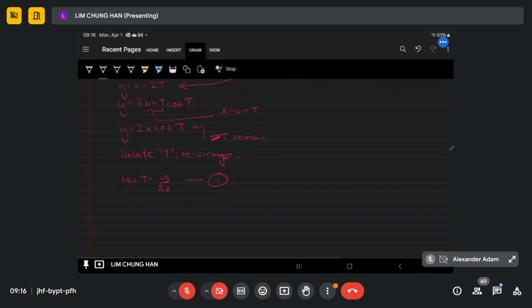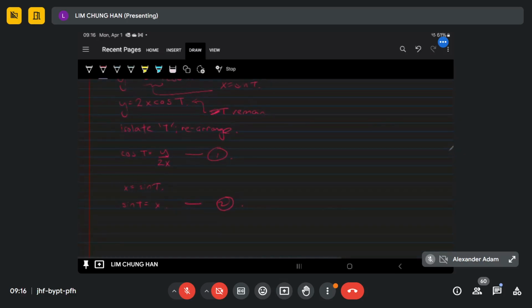Now, you also know from the question that x is equal to sine t. What that means is sine t is equal to x. So that's equation 2. Now you have cos t, you have sine t. What identity can combine these two together? Sine and cos, the one we did previously in the question. Which one?